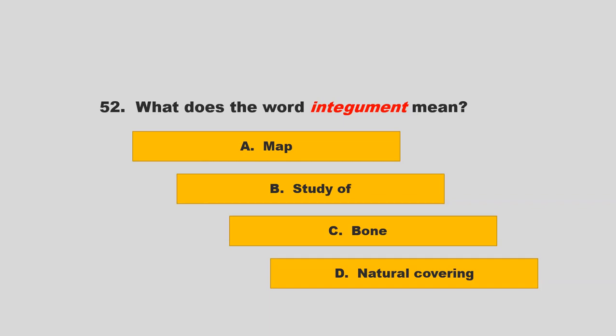What does the word integument mean? Map, study of, bone, natural covering. If you chose D, natural covering, you are correct.